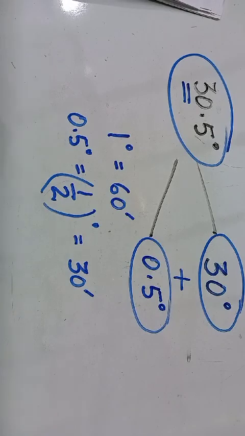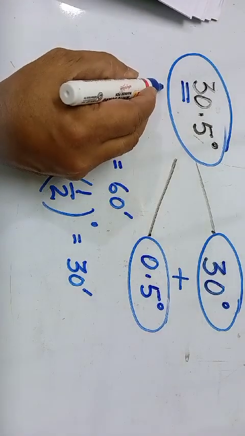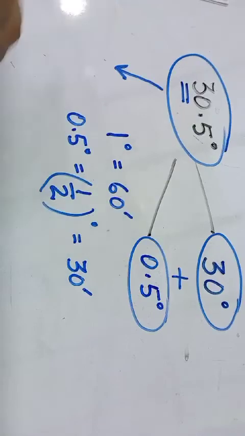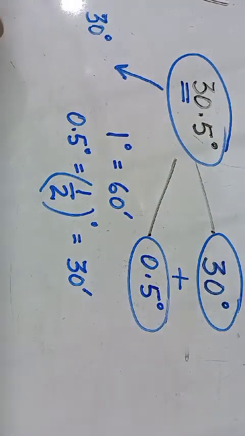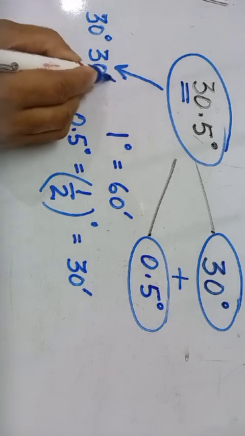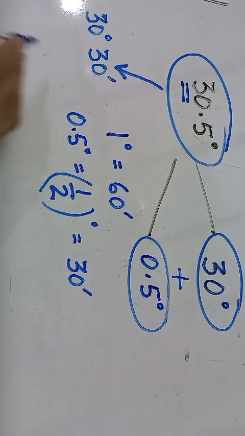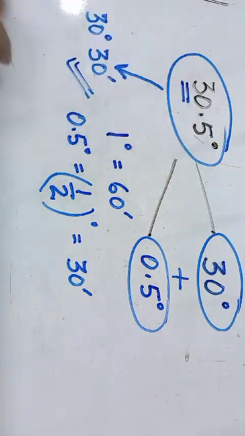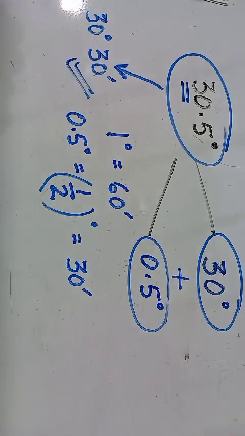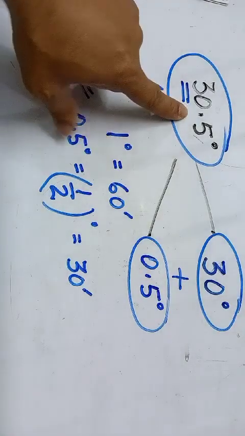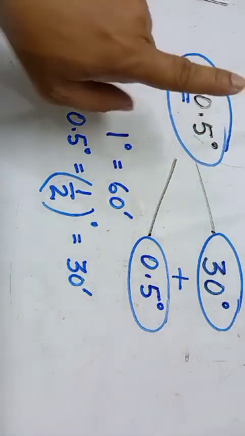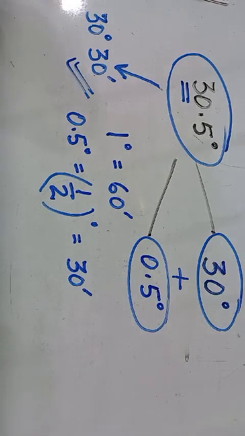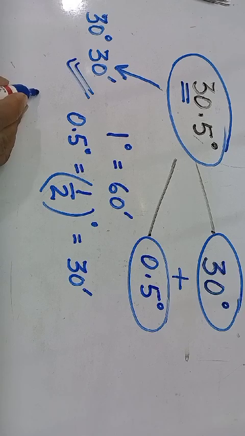Okay, so now let me come back to our question. The question was 30.5 degree. So can I write this angle 30.5 degrees as 30 degrees and 30 minutes? Yes, the answer is yes, I can do that. So essentially 30.5 degrees and 30 degrees 30 minutes are the same things. The only difference is that this angle as such is entirely expressed in degrees, whereas this has been broken down into degrees and minutes.